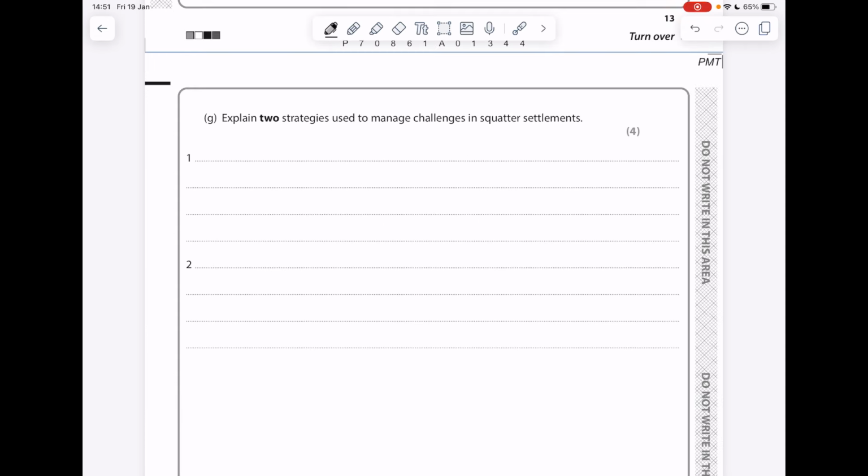Explain 2 strategies used to manage challenges in squatter settlements. Well, some of these strategies are good strategies. Other ones that the governments employ is literally just to flatten these squatter settlements and hope that the people move on. But obviously that leaves loads of people homeless. So that's certainly one of the government strategies.